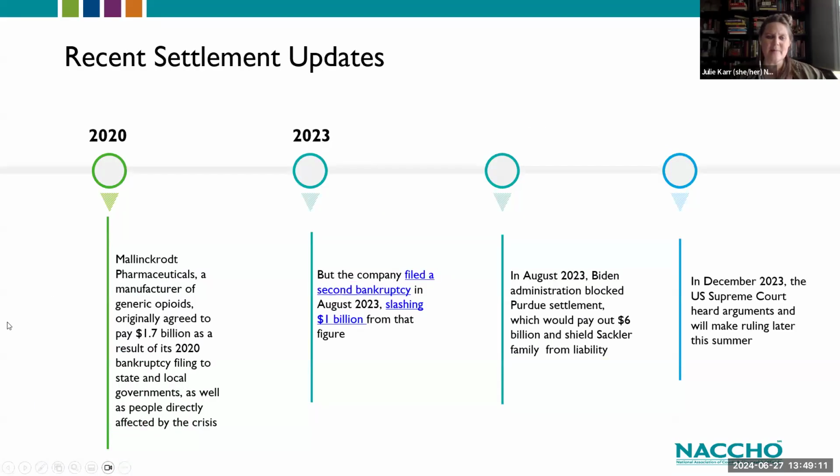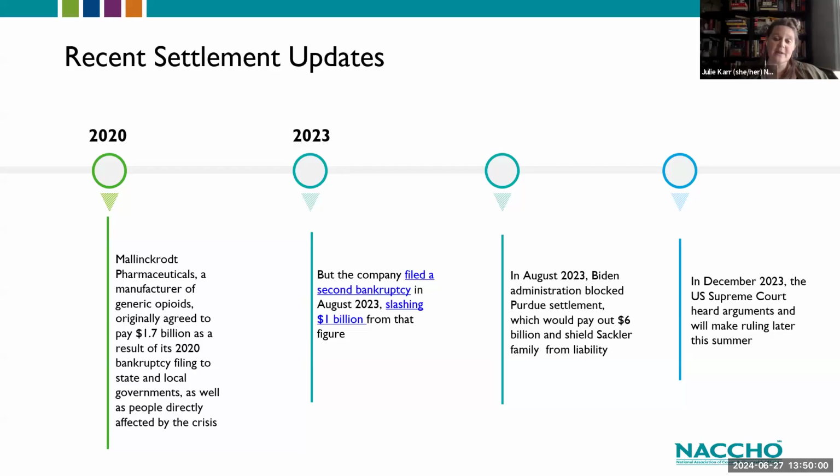So just a bit of a timeline here. Starting in 2020, McGallicroth, which I should really look into how to pronounce that name officially, was a manufacturer of generic opioids. They originally agreed to a $1.7 billion payout as a result of their bankruptcy. Then there were suits that followed, as well as people who were directly affected by the crisis. But the company filed a second bankruptcy in August of 2023, and it slashed $1 billion from that. So as these settlements have moved forward, there's also been a lot of back and forth with what that money flow is actually getting out the door.